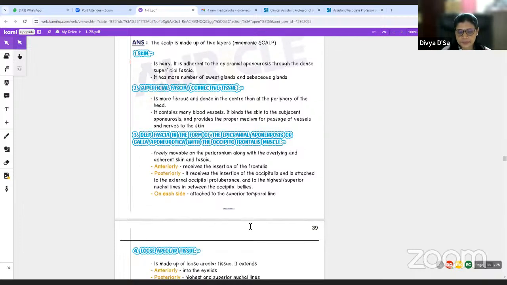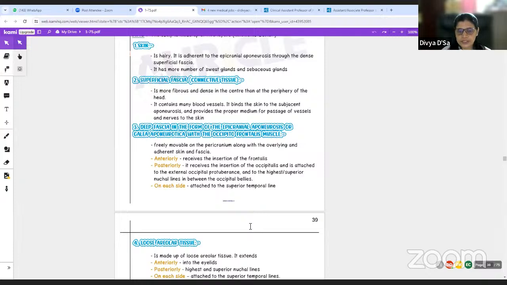Anteriorly, the aponeurosis receives the insertion of the frontalis muscle, and posteriorly it receives the insertion of occipitalis. Both these muscles are attached to the aponeurosis. And in turn, this occipitalis is attached to the external occipital protuberance and the highest superior nuchal lines, in between which the aponeurosis will extend. Okay, so the occipitalis will have its origin from the superior nuchal lines. And on each side, this layer is attached to the superior temporal line.